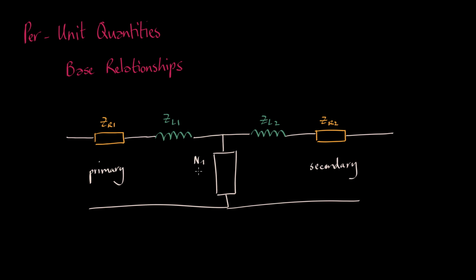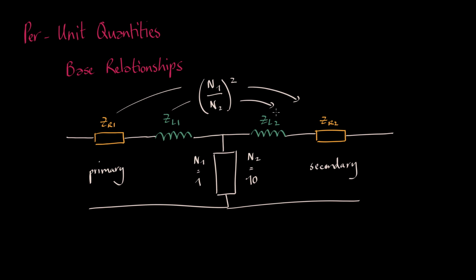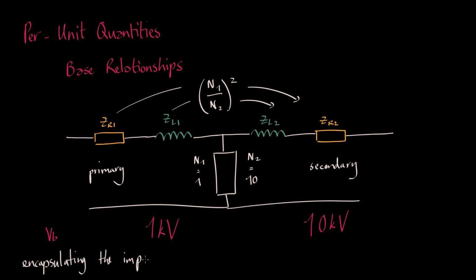For a real transformer like the one shown here with some impedance either side, the per unit system again helps us by simplifying the transformation of impedance from one side to the other. So instead of doing the tedious work of recalculating the impedances from one side into the other using N1 on N2 all squared, we preset the base value for that entire section to be at a different level so the transformer effectively disappears. We are effectively encapsulating the impedance discrepancy in terms of a base voltage.